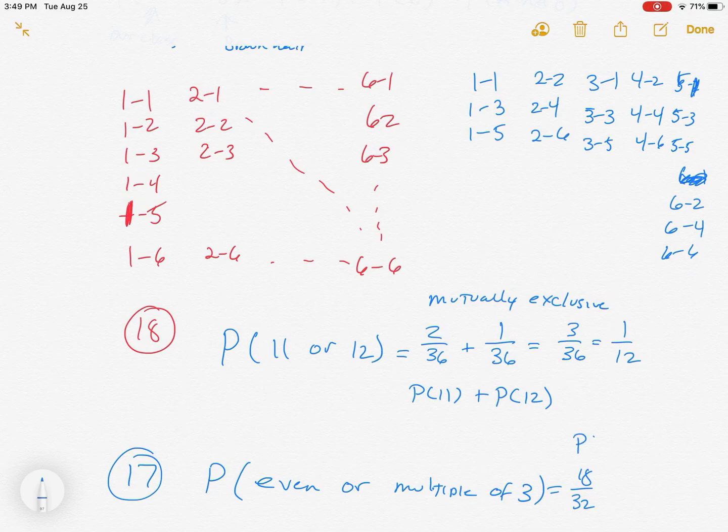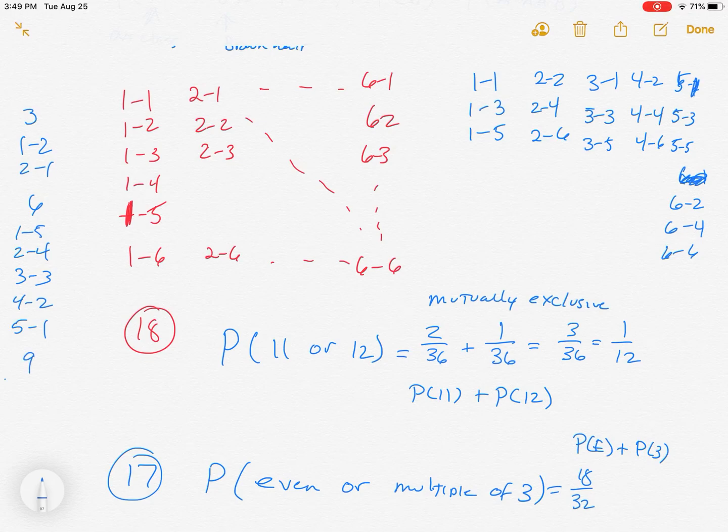So remember what we're doing. We're doing the probability of even plus the probability that it's a multiple of 3. Let's go find our multiples of 3. What are ways to get a 3? That might be the best way to handle this. Ways to get a 3: 1,2 and 2,1. Then we'll go to 6. What are ways to get a 6? 1,5, 2,4, 3,3, 4,2, and 5,1.